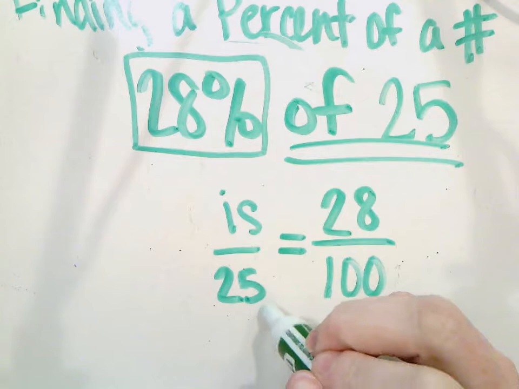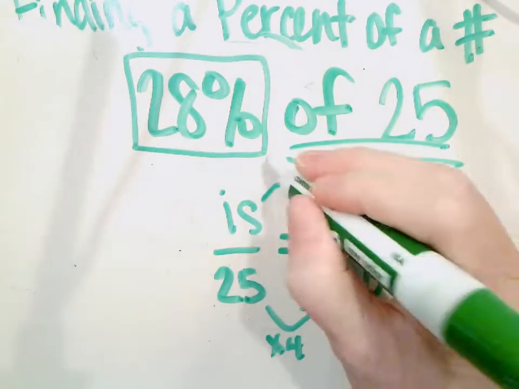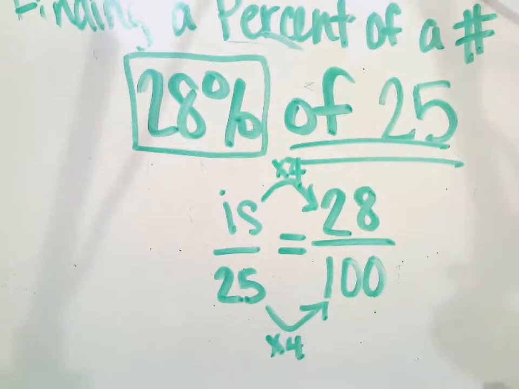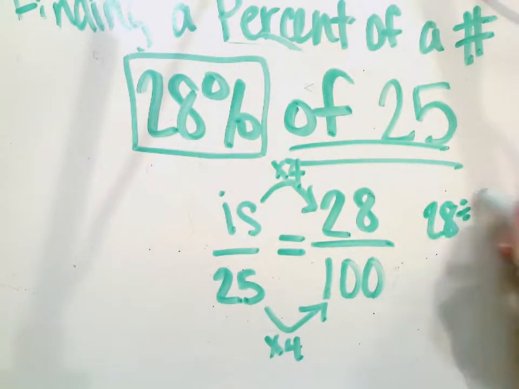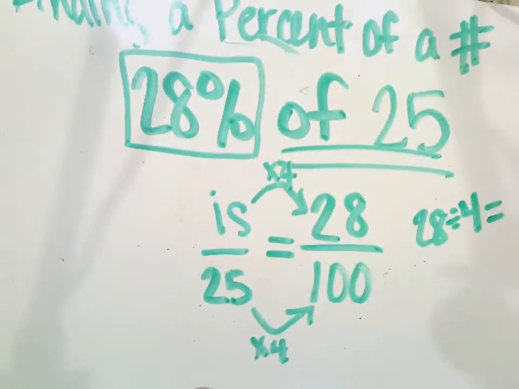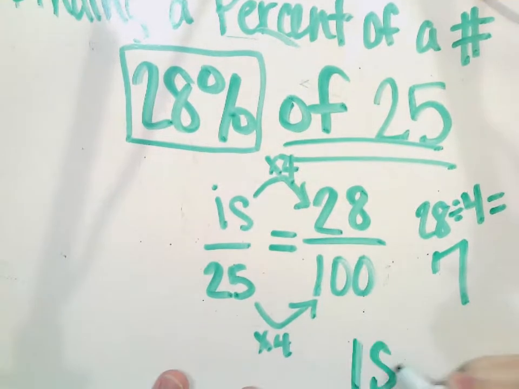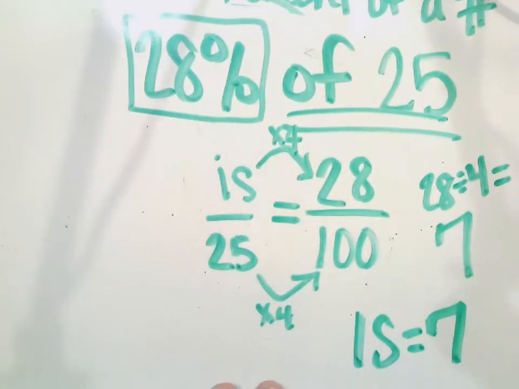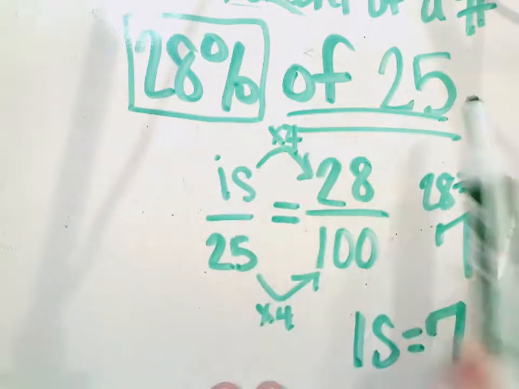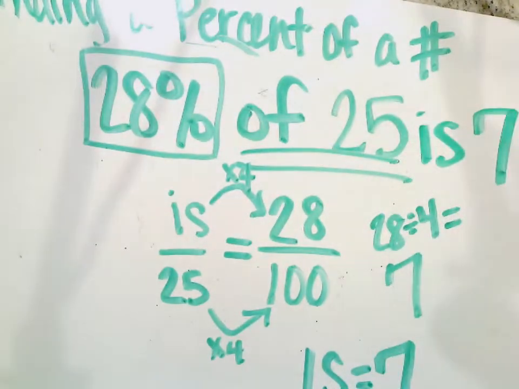25, if you know your multiplication facts, you know that 25 times 4 is 100. So what times 4 is 28? Or 28 divided by 4 is 7. So in this one, your "is" is 7. That's your missing piece. So 28% of 25 is 7. Now we have the whole sentence.